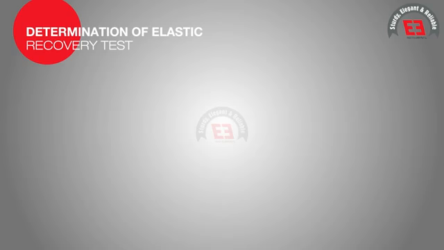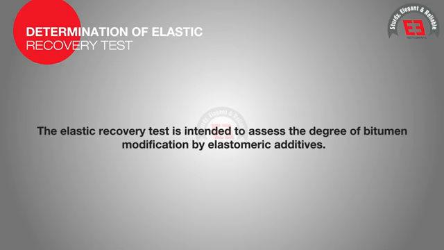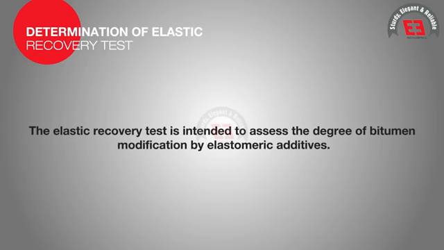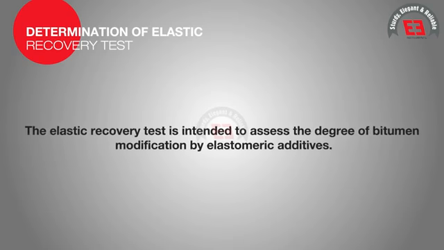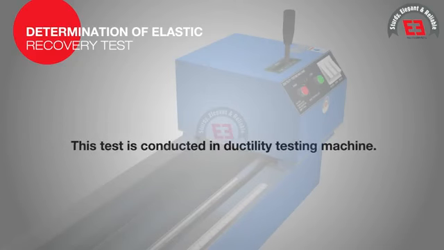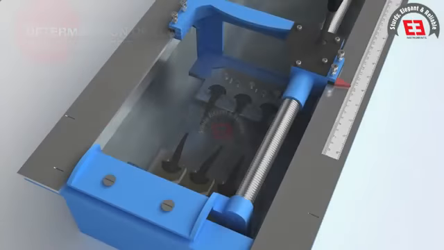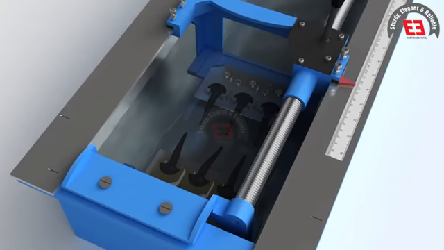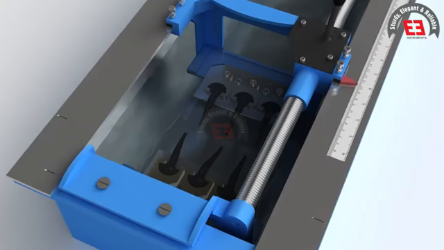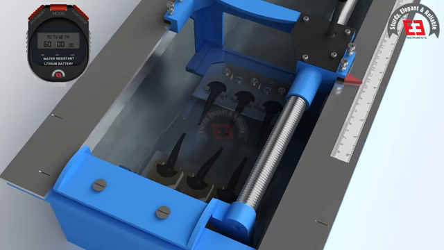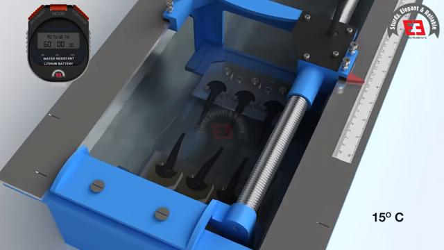Determination of elastic recovery test. The elastic recovery test is intended to assess the degree of bitumen modification by elastomeric additives. This test is conducted in a ductility testing machine. The elastic recovery of the modified bitumen is evaluated by comparing the recovery of the thread of modified bitumen after conditioning for 1 hour at the specified test temperature of 15 degrees Celsius.